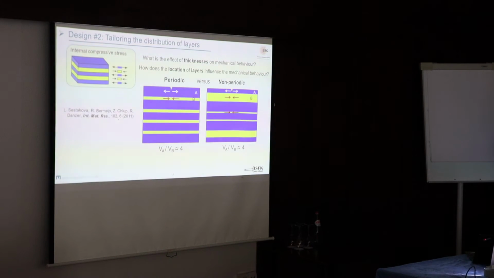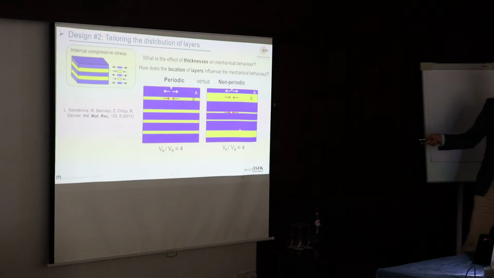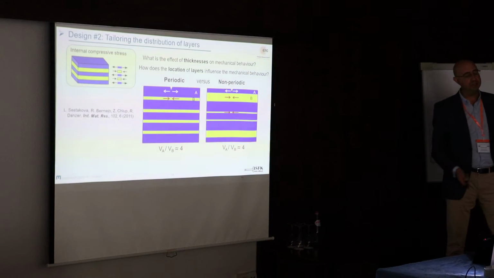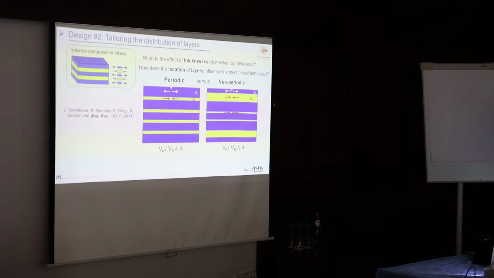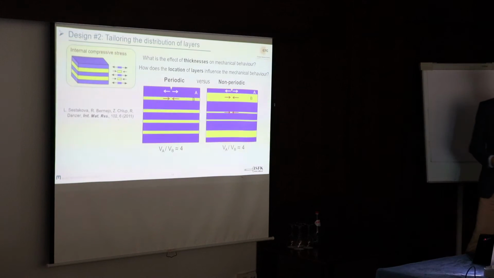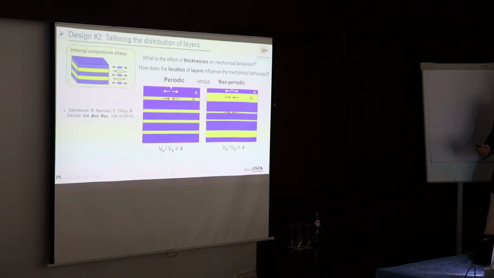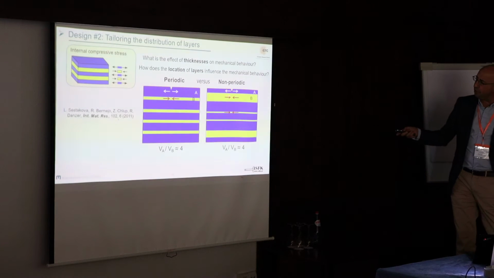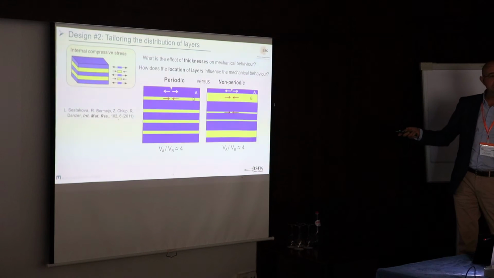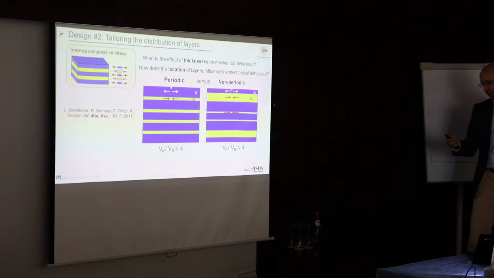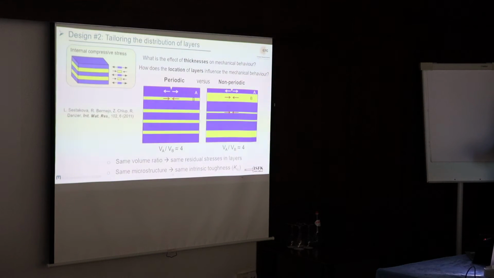The second question was, what happens if we change the location of the layers? It's interesting that when we have two different systems, no matter how the individual layer thicknesses are distributed, as long as you keep the volume ratio constant, the residual stresses in the individual layers will be the same. This is a trivial outcome for those working on elasticity. But the important question was how using the same residual stresses but different thicknesses may condition the fracture process, at least in the first layers.